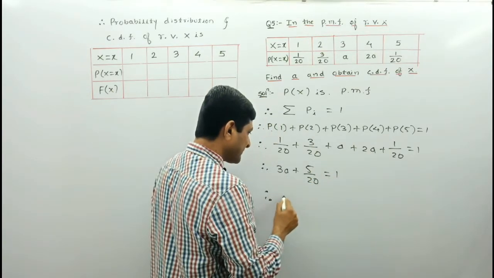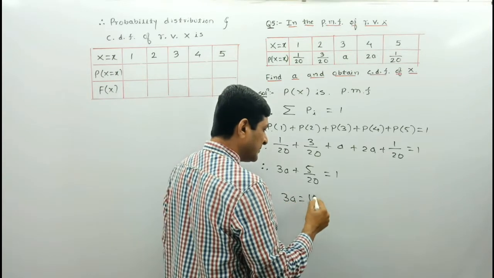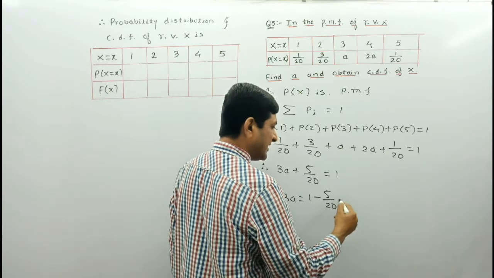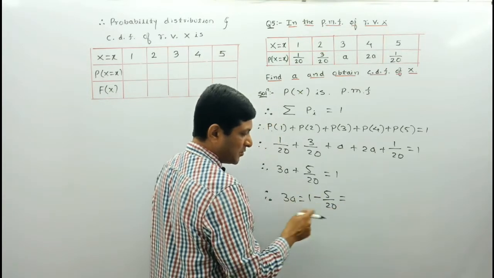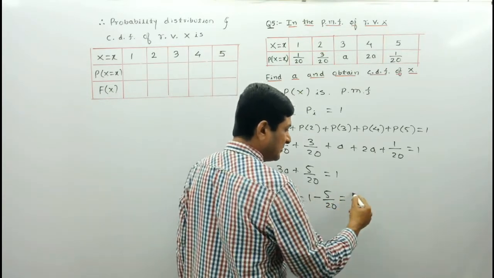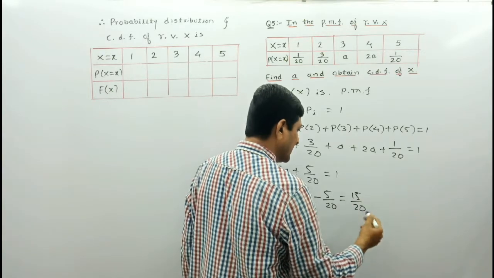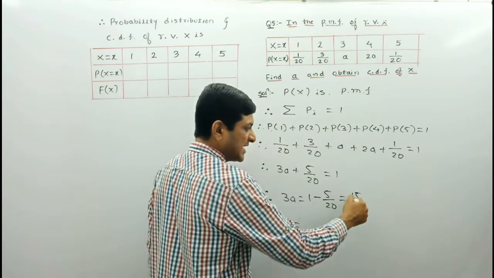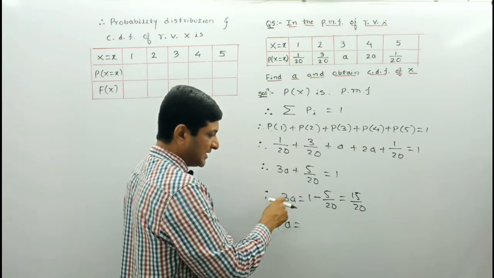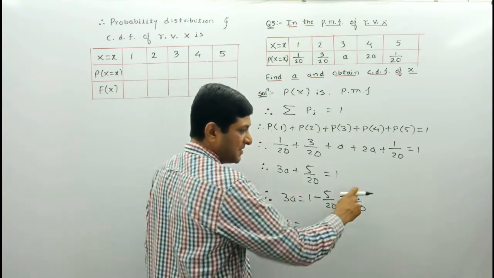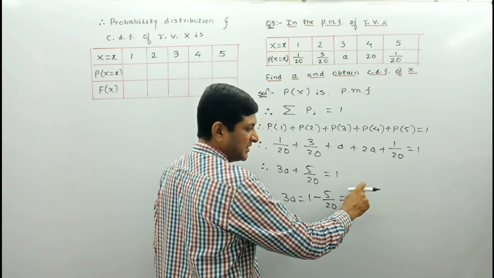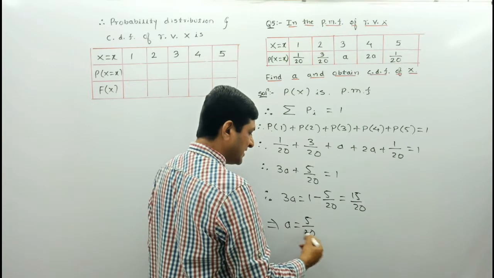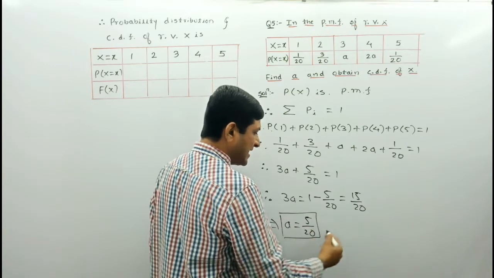So therefore 3A is equal to 1, keep it as it is, plus 5 by 20, which on this side will become minus 5 by 20. So if we are taking cross multiplication, 20 minus 5 will be equal to 15 upon 20. So this implies that A is equal to, if I am dividing both sides by 3, what will we get on this side? 3 will get cancelled, we will get A. And if I am dividing the right hand side by 3, 3 5s are 15, means on this side we will get 5 upon 20. In this way we have got the value of A.